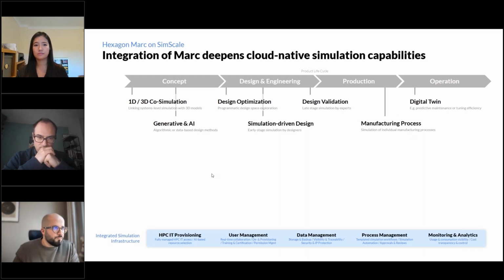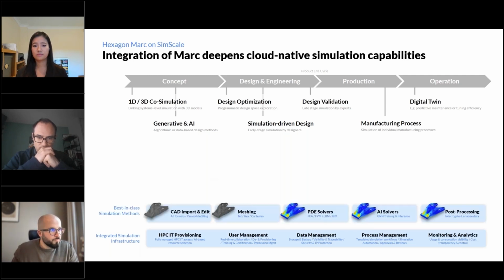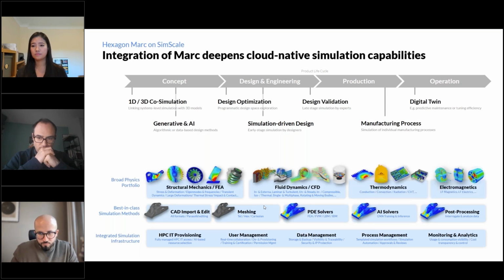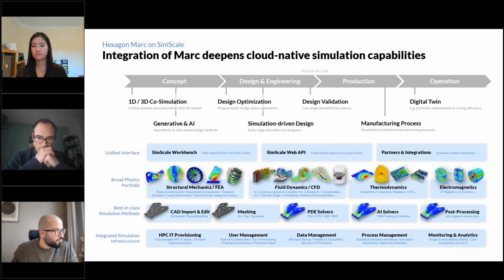On SimScale, we have basically the whole stack of infrastructure. We have the methods from CAD editing, import, meshing, the solvers, the PDE solvers but also the AI solvers, and the post-processing. And we have the different physics: structural, fluid, thermal, and also electromagnetics. They're presented to the user via our standard workbench in the browser. You can access SimScale also with an API, which can be used to integrate SimScale within a third-party application, which we have done with a couple of partners already. With that, SimScale really provides the whole breadth of applications from very early stage concept designs up to the late stages in product development and operations.